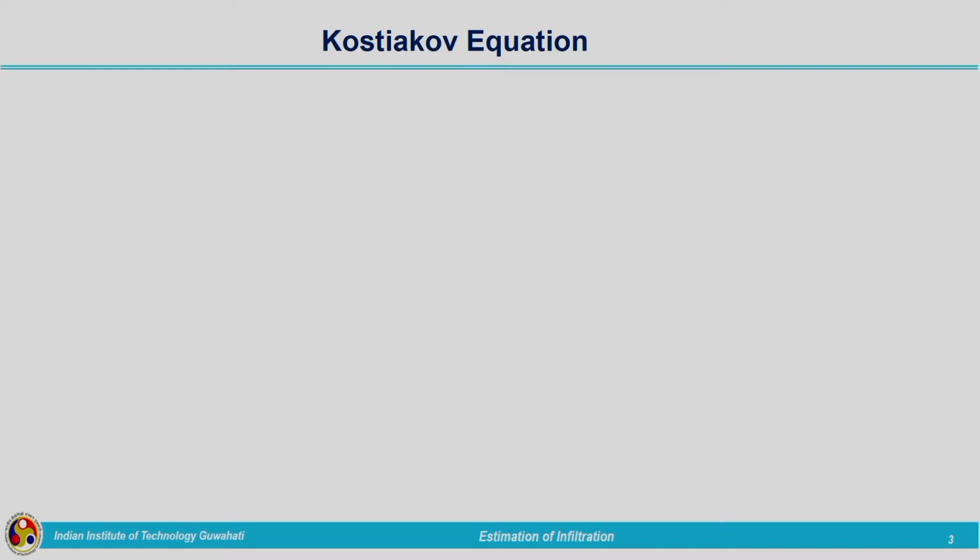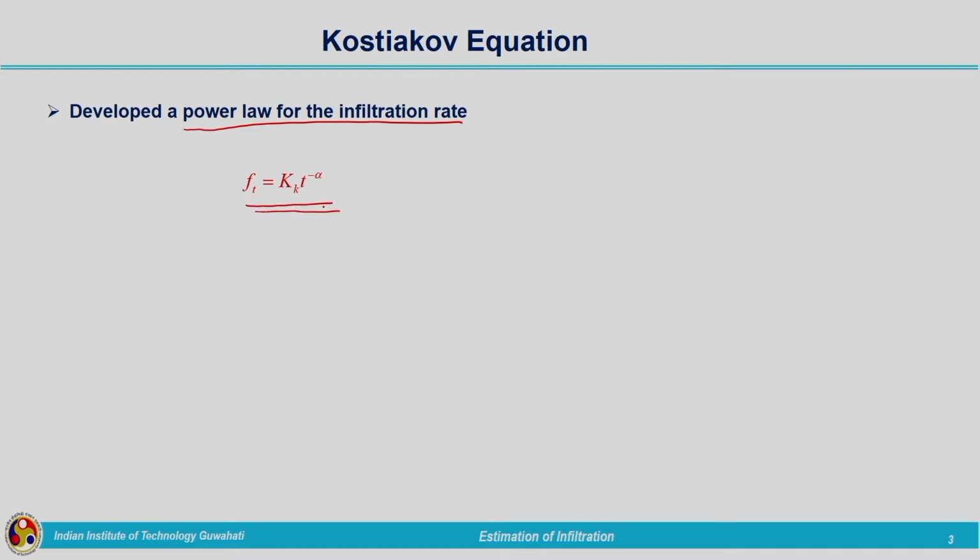First one is the Kostiakov equation. In this, a relationship is developed as a power law for the infiltration rate. So, infiltration rate is expressed by means of a power law. The equation is given by f of t. For infiltration rate we were using the notation of small letter f. So, f of t, infiltration rate, is a function of time. f of t is given by k t to the power of minus alpha. f of t is equal to k t to the power of minus alpha.